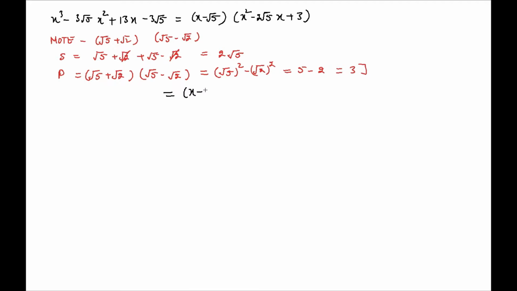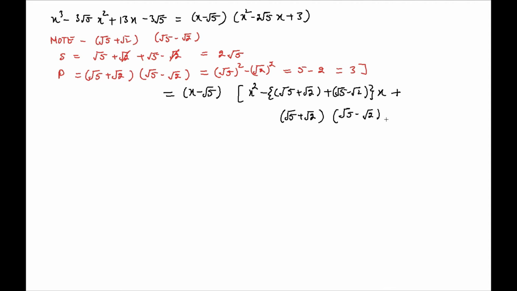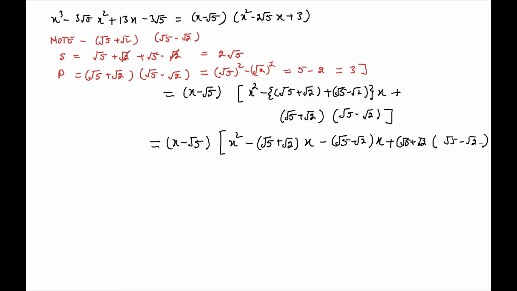So write x minus root 5 in one bracket, in another bracket x square minus sum of these numbers, root 5 plus root 2 plus root 5 minus root 2, x plus product of these numbers, root 5 plus root 2, root 5 minus root 2. x minus root 5 in another bracket x square minus multiply x with both the numbers, you will have root 5 plus root 2 x minus root 5 minus root 2 x plus root 5 plus root 2 root 5 minus root 2.